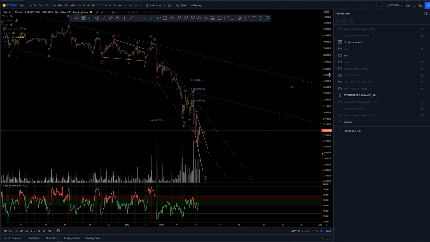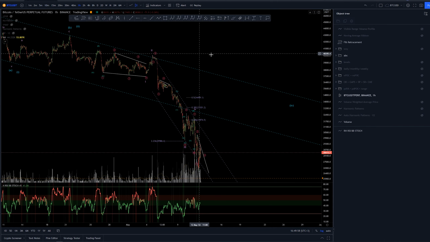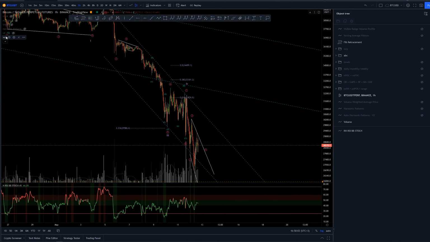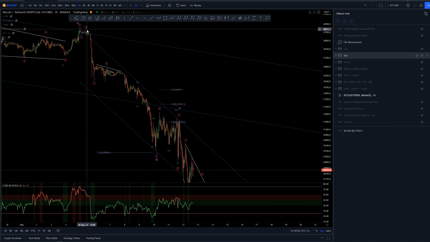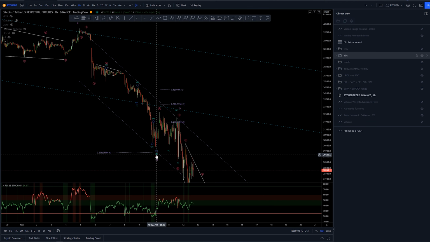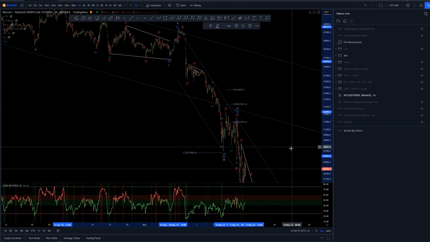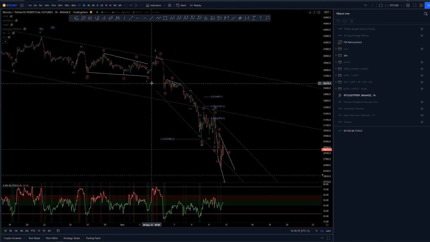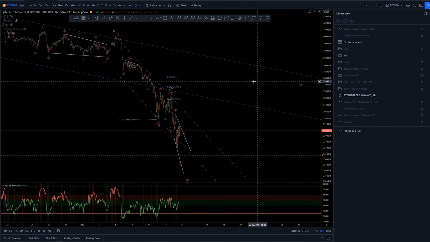Now let's have a look at what is actually going on here. So I've labeled this as a 1, 2, and then starting to unravel it again. Let's remove this for now. 1, 2, 3, 4, and a large 5 on micro, getting the third of subminuet down to here, around the 2.236 extension of the first leg. The first leg again was a contracting diagonal.